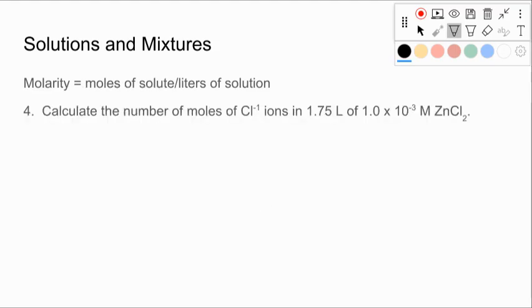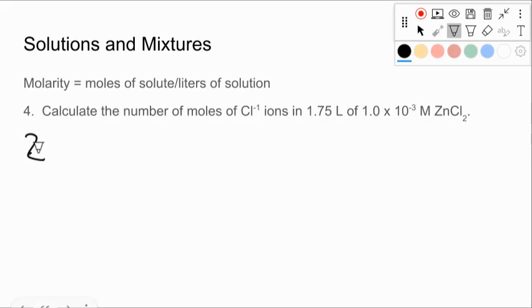Last practice problem for now is calculate the number of moles of chlorine ions in 1.75 liters of 1.0 times 10 to the -3rd molarity ZnCl2. So this gives me a lot of information. It's giving me a solute, but it's asking for an ion. So what we're going to have to do is we need to first start out with our dissolution equation.